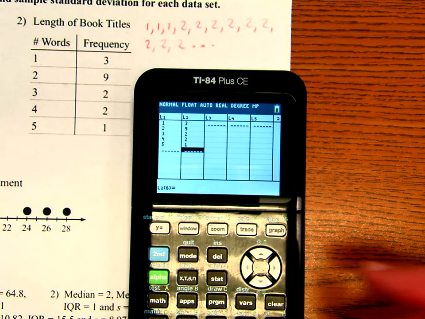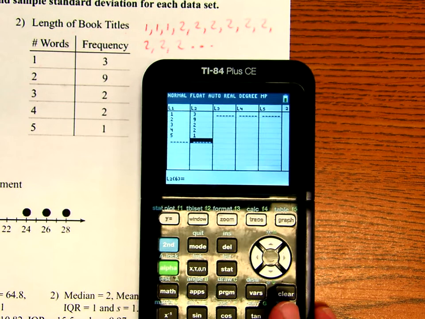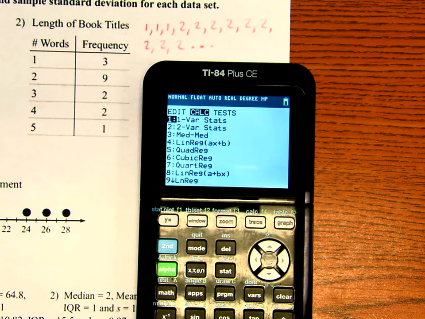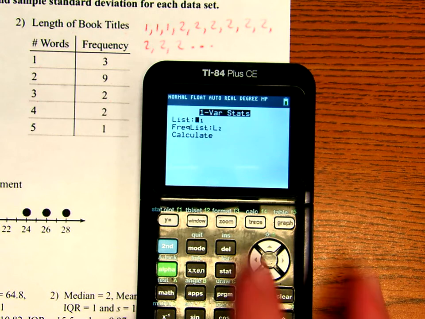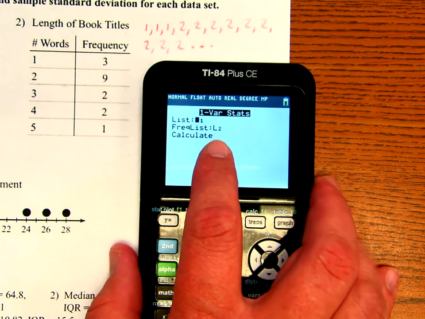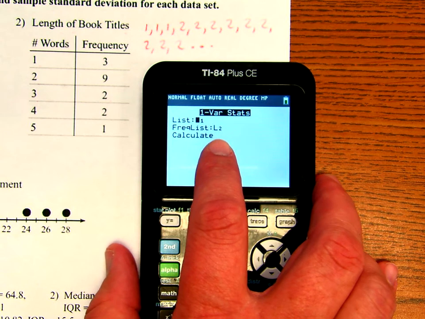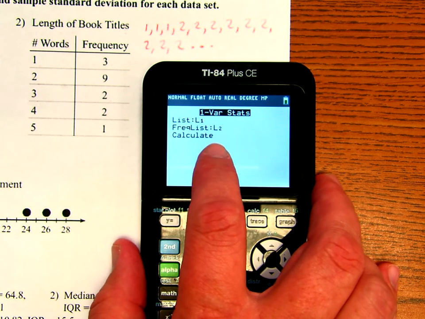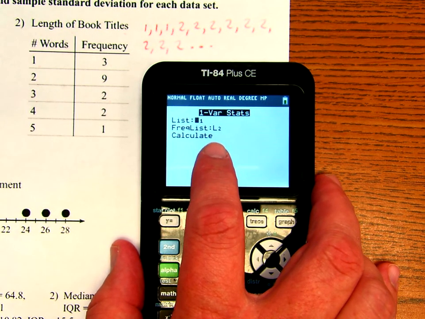Then I'm going to go to Stat, Calc, One Variable Statistics, and the list is L1. Prior to this problem, we've always had frequency list blank because everything was in L1. Now the frequency list is L2. So the calculator will read this as that table right there. Calculate.